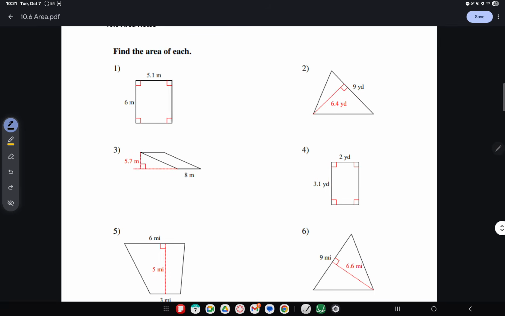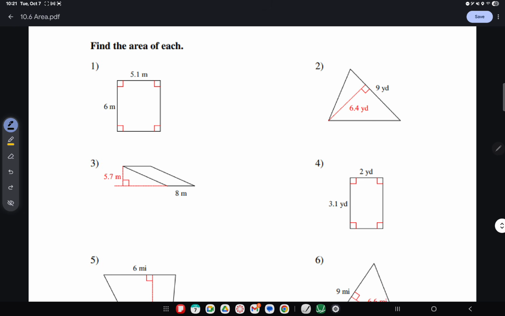So let's find the area of each of these shapes. So this rectangle, this first one here, is length times width. So area is length times width. In this case, we got 6 meters times 5.1 meters. So 6 times 5.1 is 30.6. Because it has units, we'll go ahead and throw the units on. So remember, meters times meters is meters squared.